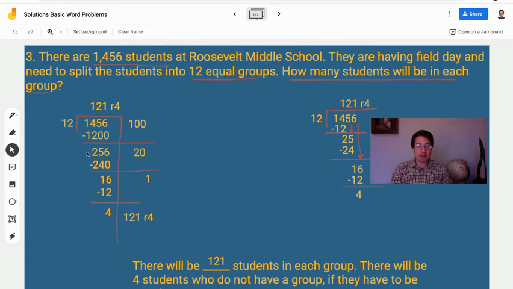You can choose either method, the big 7, which lets you see how I'm dividing the place values, or you can use the more compact long division algorithm.